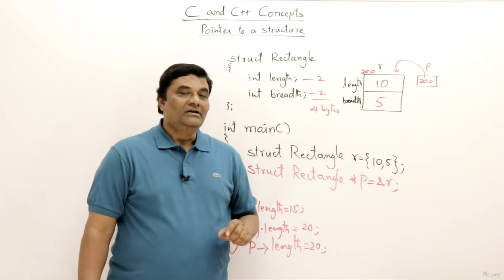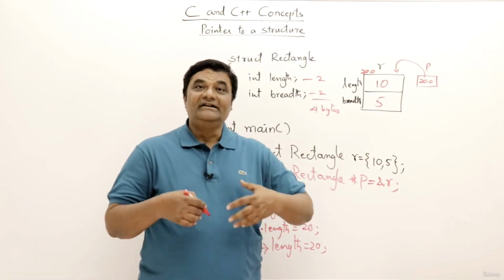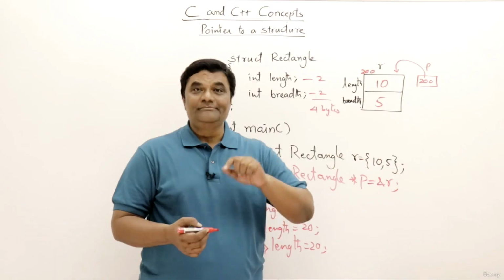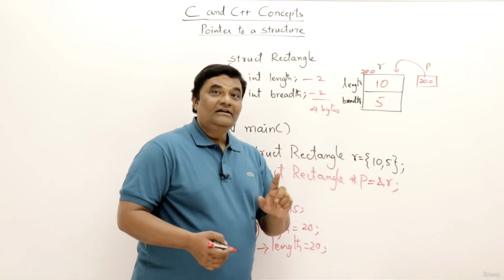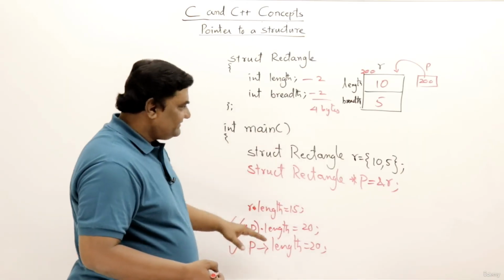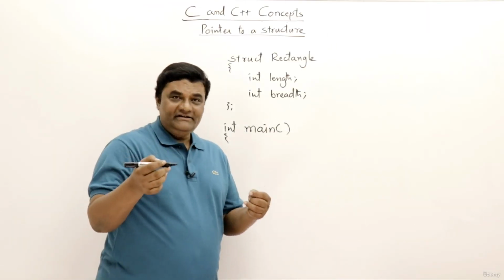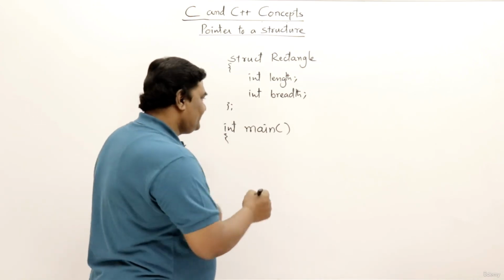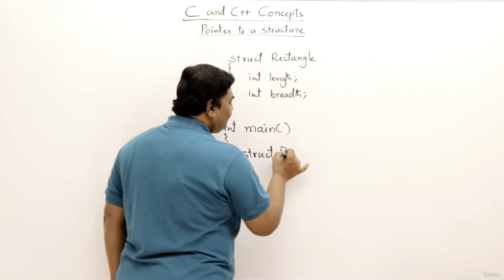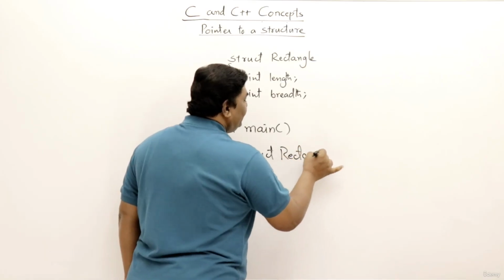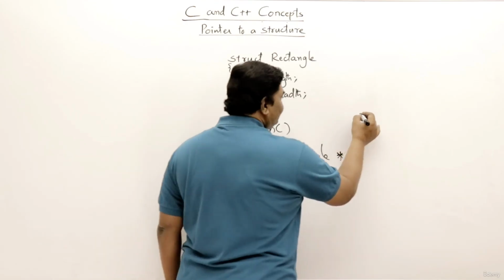Arrow is used. Now next, one more thing I will do. I will create an object dynamically in heap using pointer. So I will create an object or a variable of type rectangle dynamically. So I'll remove this and I will write the code. Now let us see how to create it dynamically. For that, first of all, I need a pointer. So I will take a pointer of type struct rectangle. I'm using letter P for the pointer.